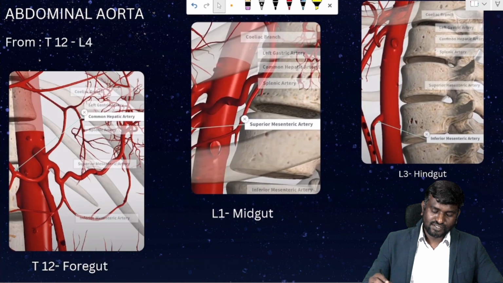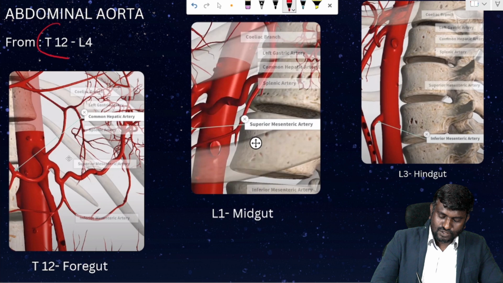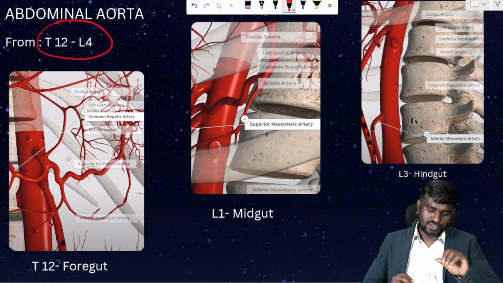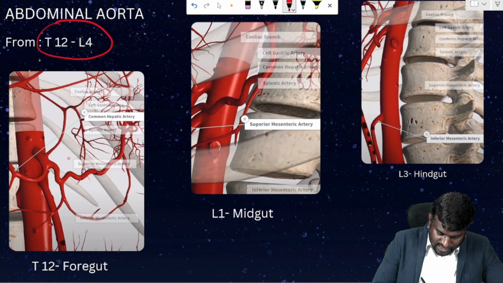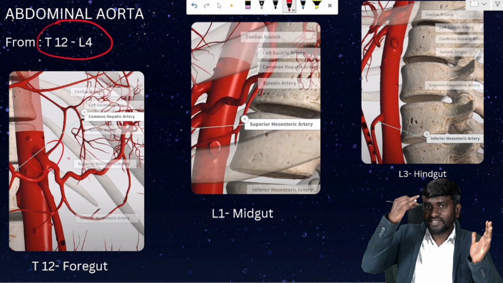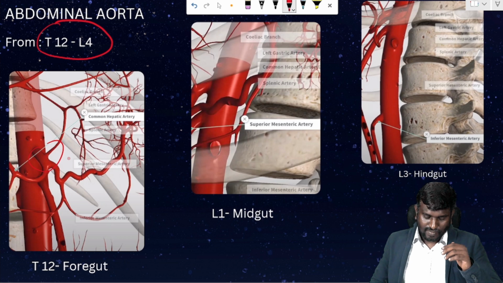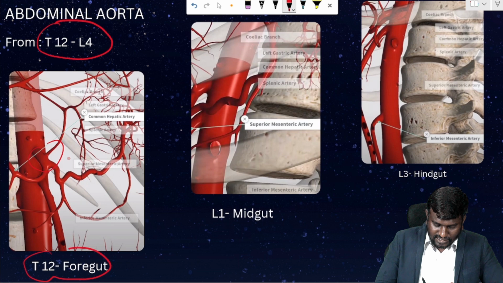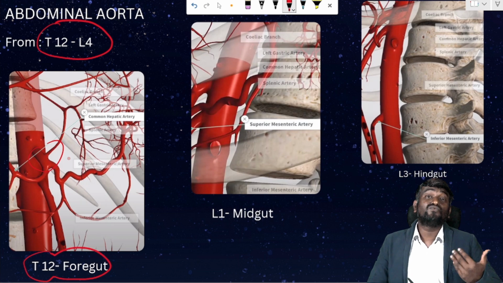Abdominal aorta, it is going to be at the level of T12 to L4. Now, this structure we have already studied. It is going to be the celiac trunk. It includes the common hepatic artery, left gastric artery and the splenic artery. Now, remember the celiac trunk is going to be at the level of T12. It is going to supply the foregut.